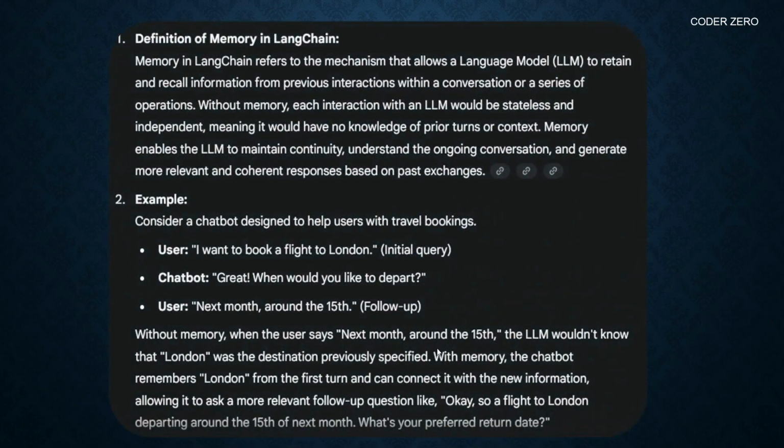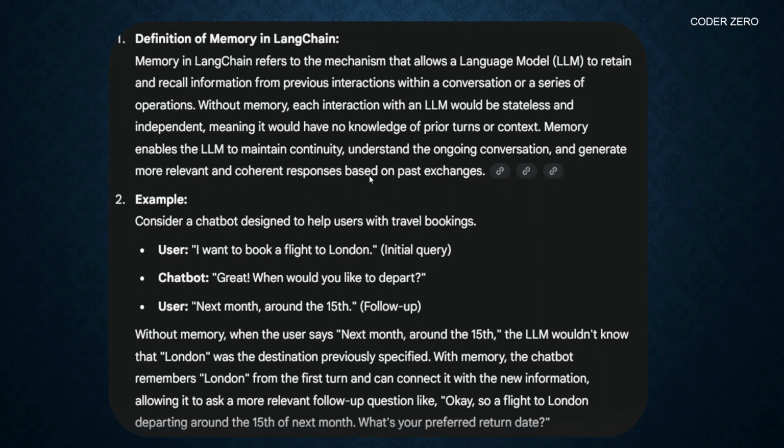Now what is a memory? Memory in LangChain refers to the mechanism that allows a large language model to retain and recall information from previous interactions within a conversation or a series of operations. Without memory, each interaction with an LLM would be stateless and independent, meaning it would have no knowledge of prior turns or context. Memory enables the LLM to maintain continuity, understand the ongoing conversation, and generate more relevant and coherent responses based on the past exchanges.